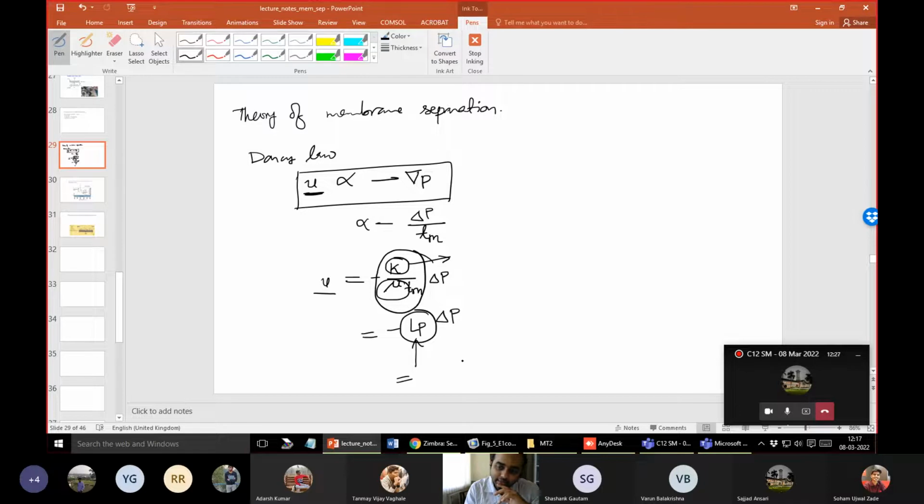So another common way of writing this Lp is 1 by mu Rm divided by delta P, and you can easily work out what this mu Rm is. This Rm is nothing but Tm by K. So this is like the membrane resistance. If you want to replace this permeability in terms of some sort of resistance to the transport, you can write this as Rm instead of Lp. So you can also write this as 1 by mu Rm into delta P. This is how we typically write this form of Darcy's law.